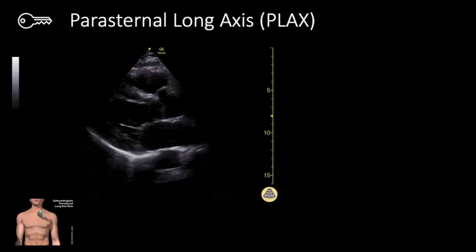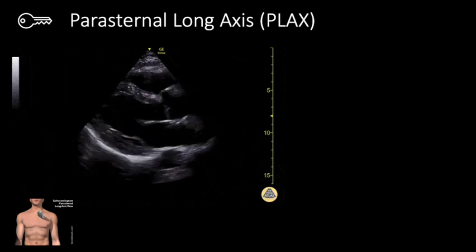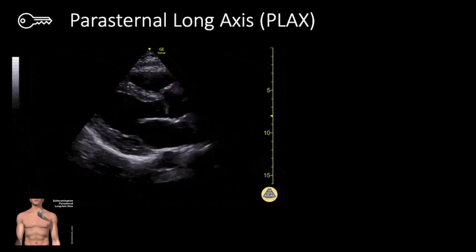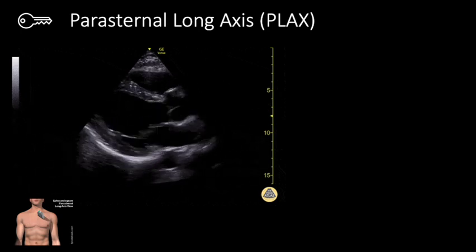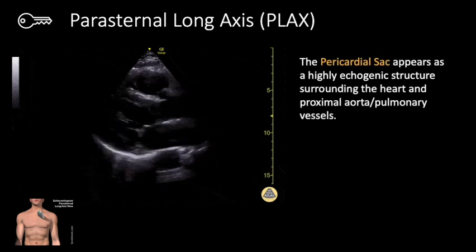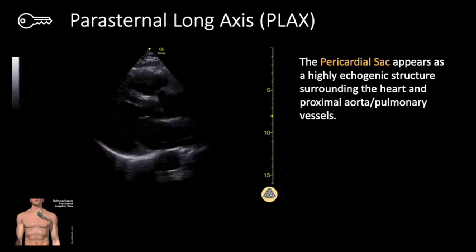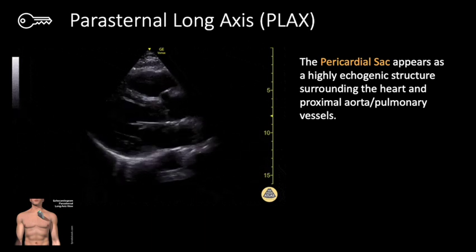Because pericardial effusions can come in all shapes and sizes, if it's large enough, you should be able to see it on any view. However, the two views that I want you to get in the habit of using when evaluating for a pericardial effusion on ultrasound are the peristernal long axis views and the subxiphoid views. On the peristernal long axis view, the pericardial sac appears as a highly echogenic structure that surrounds the heart and the proximal aorta and pulmonary vessels. You can see that here.